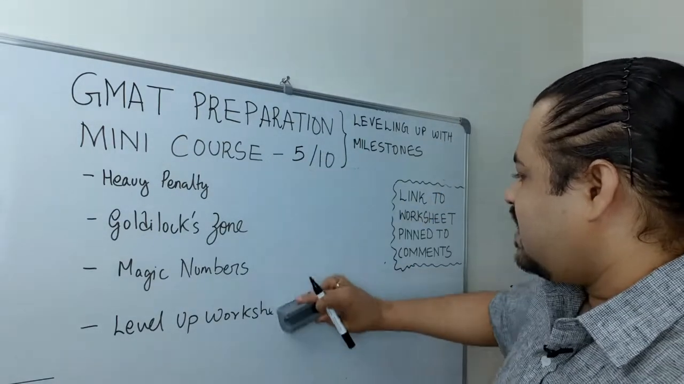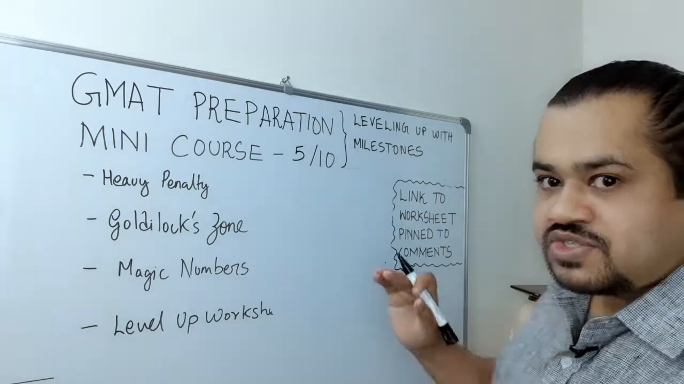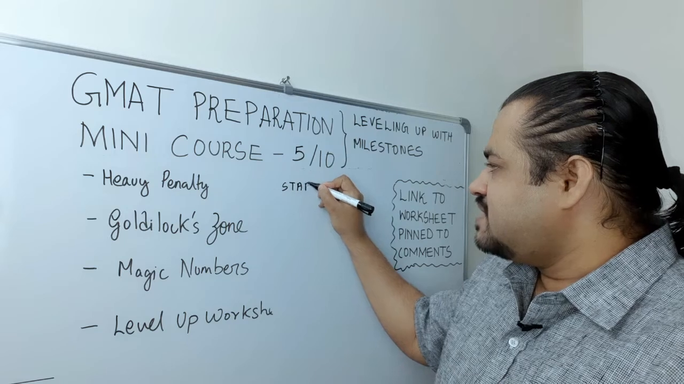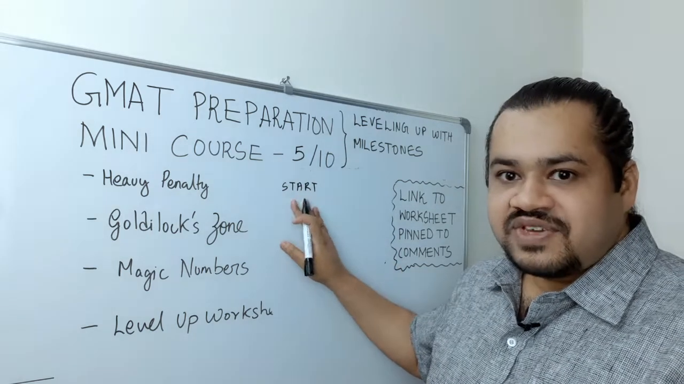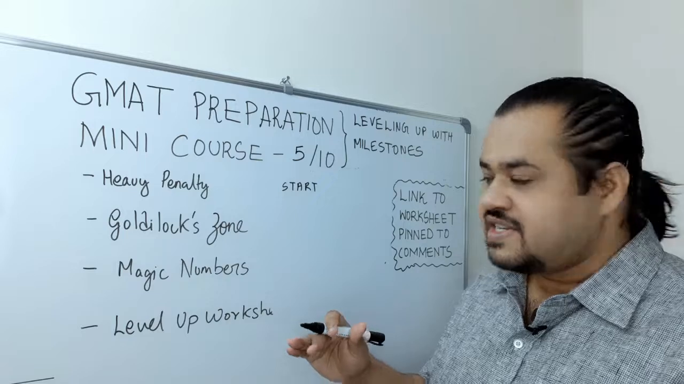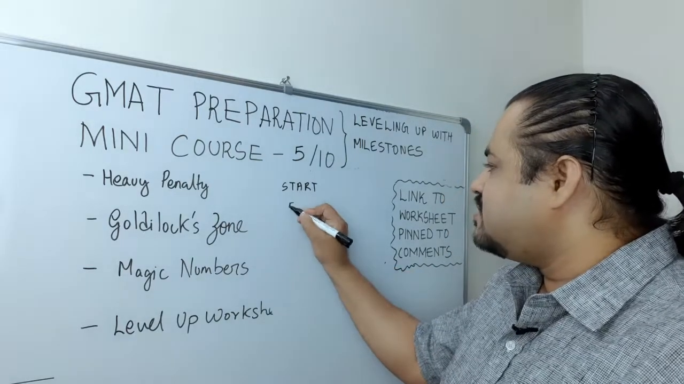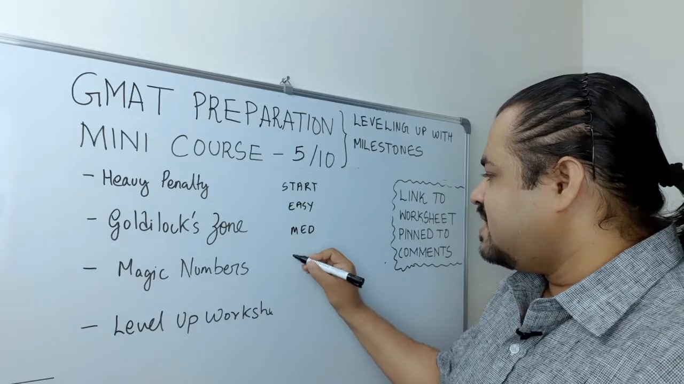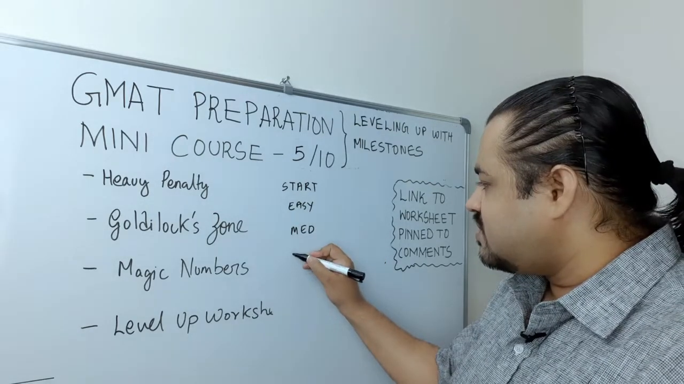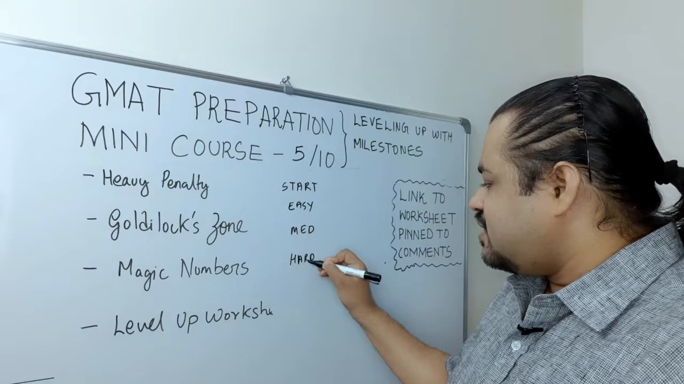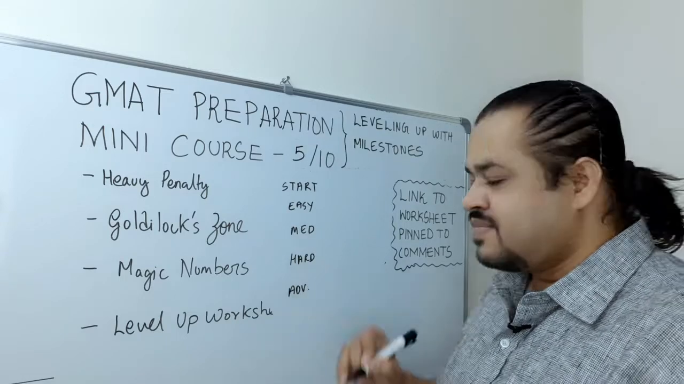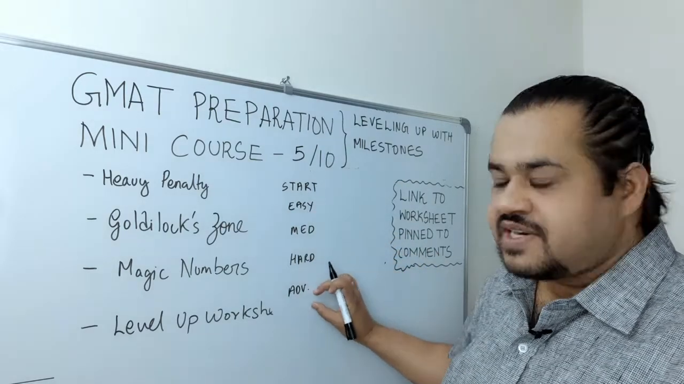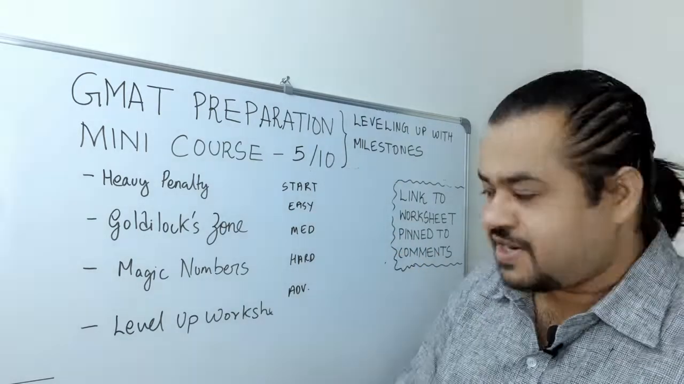In a nutshell, how this entire leveling up process works is, there's a starting phase, okay, for any difficulty level. So you'll be working with easy, then you'll move on to medium, then you'll move on to hard, and then you'll move on to advanced. Okay. So you'll be progressing across these difficulty levels for a particular question format.